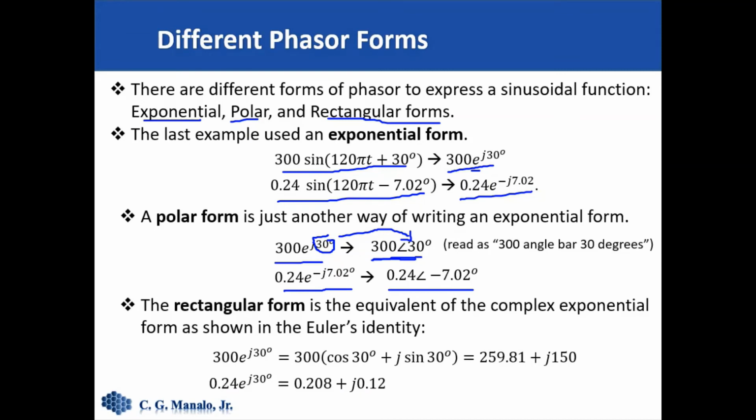The rectangular form is the equivalent of the exponential form, as shown in Euler's identity. So for example, we know that this one by Euler's identity is really this one. And if we simplify this, we will get this form. So this form is the rectangular equivalent of this exponential form. So our current in rectangular form is like this one.